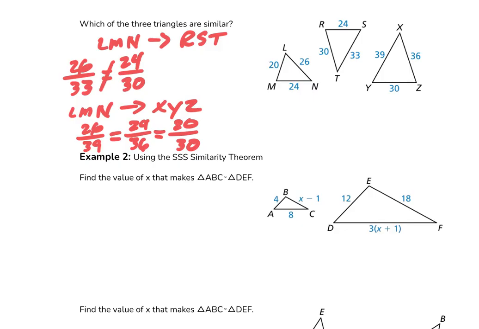Okay, so if I reduce 26 over 39, what's it going to reduce to be? 2 over 3. Okay, what about 24 over 36? 2 over 3. What about 20 over 30? 2 over 3. All of these are 2 over 3. So I would say yes. These two are similar. Okay?